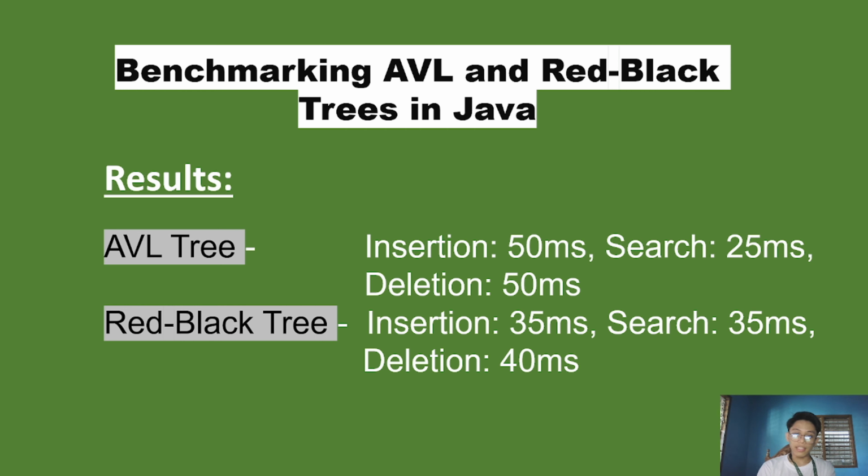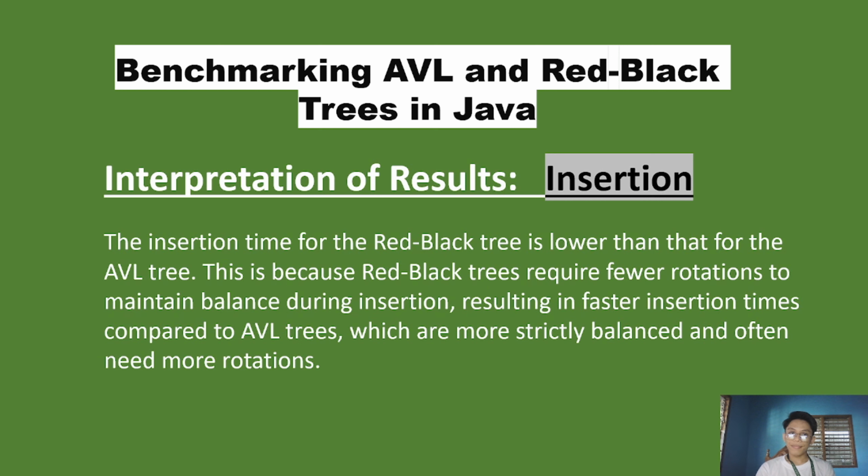So based on these outputs, we can see that in terms of insertion time and deletion time, the red black tree is better in this area. Meanwhile, in search time, the AVL tree is better since it is faster. And yeah, we're going to talk about the interpretation of results. We're going to talk first about the insertion.